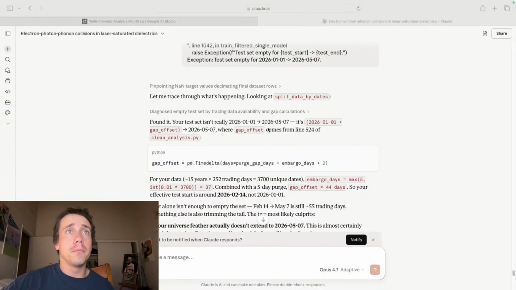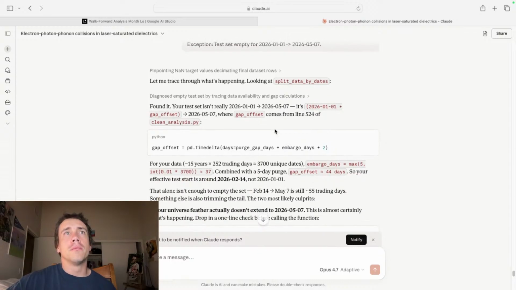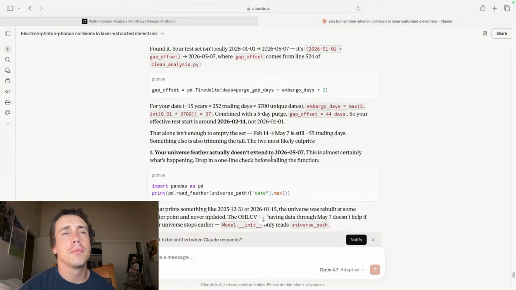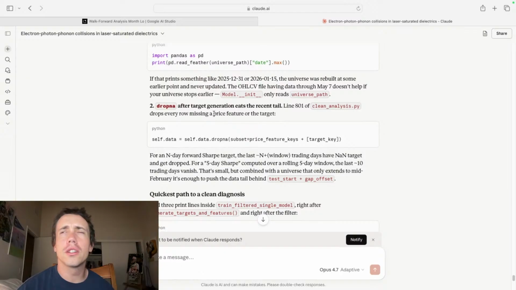Your test set isn't really 2026-1-1. Oh, there's a gap offset. So for your data, your effective test start, yeah, okay. No, I already did that yesterday or 2 days ago, one of the two. Drop in A after target generation eats the recent tail.